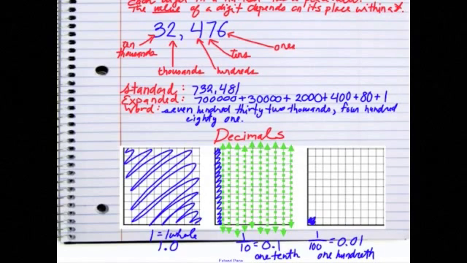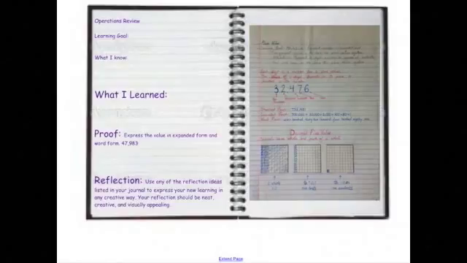Now, I realize that this is all very new, but we will be talking much more about this next lecture. I just wanted to give you a little taste of what decimal place value would look like when you include it in overall place value conversations. So this is what your notebook page should look like on the right side. On the left side, please fill in your what I learned and also your proof. Express the value in expanded form and in word form.